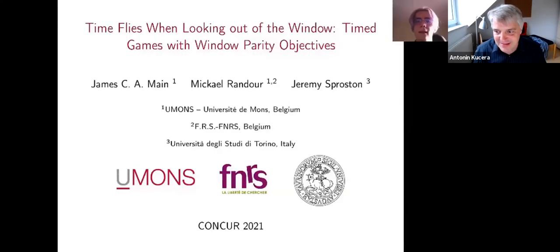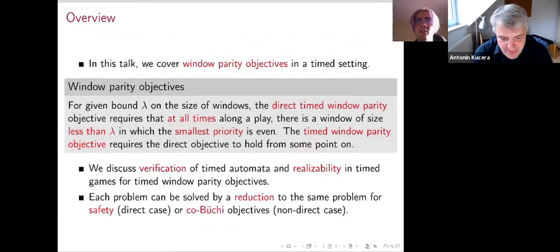Okay. Hello and welcome to this talk on timed games with window parity objectives. I am James Main and this is joint work with Michael Randour and Jeremy Sproston. In this talk I will cover window parity objectives in a timed setting and will discuss two objectives. For a given bound lambda on the size of windows, the direct timed window parity objective requires that at all times along the play, we see a window in which less than lambda time units elapse and in which the smallest priority that appears in the window is even.